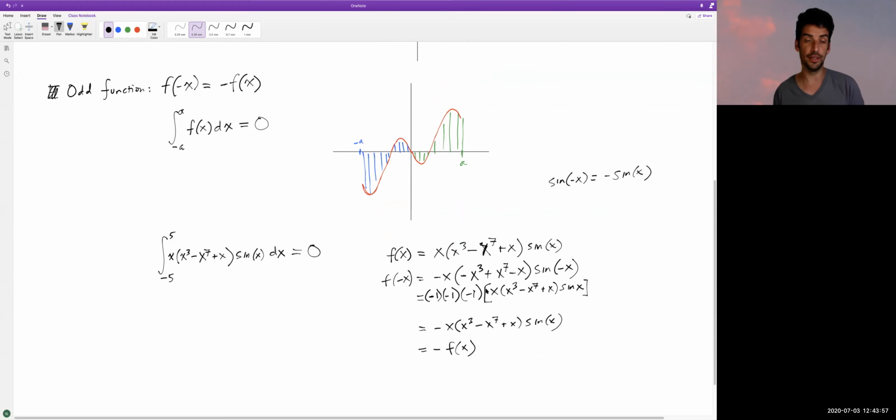And even though this might be a little bit of work if you don't recognize this as odd, if you suspect it is, this is a small amount of work versus what you might have to do to take this integral otherwise, only to find out when you're done it was 0 all along.